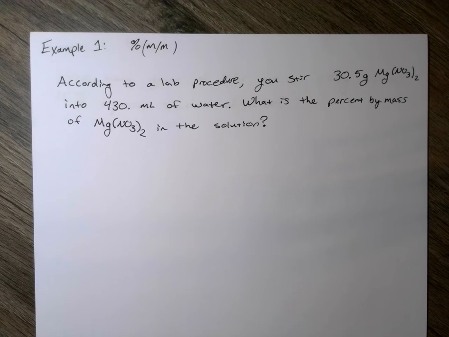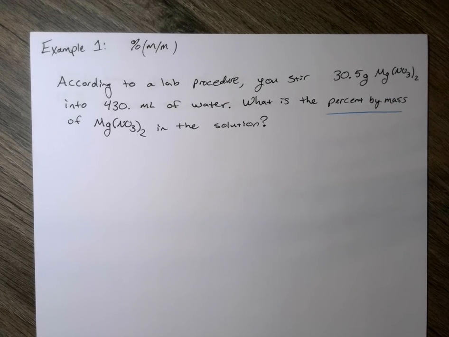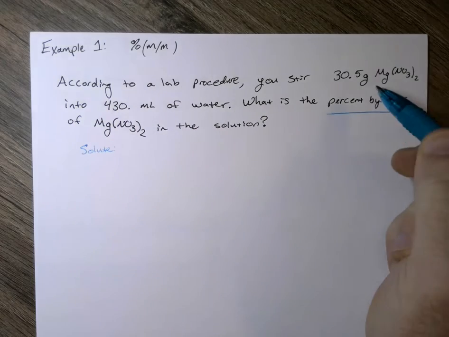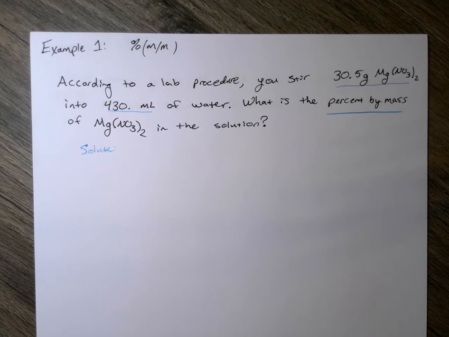So in this problem, the first thing that we need to realize is that it's asking us for percent by mass. Then we're going to figure out what is our solute and what is our solvent. So our solute is going to be what we have less of. Well, when we look at these two things, one's in grams and one's in milliliters. So that means that we need to switch one of them so that they're both in the same thing. And that thing that they need to both be in is grams, because this is percent by mass.